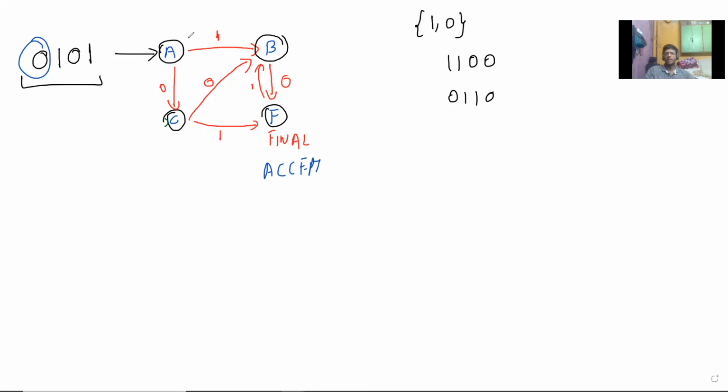Let's take another word. Let's just extend this a little bit, then it will be more clear. Now there is one more 0. So what happens when you read this word? Someone tell me. Yes, it goes to B.